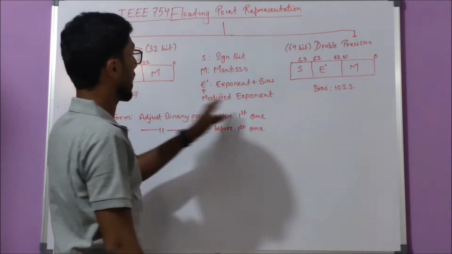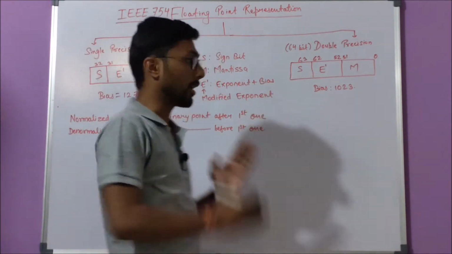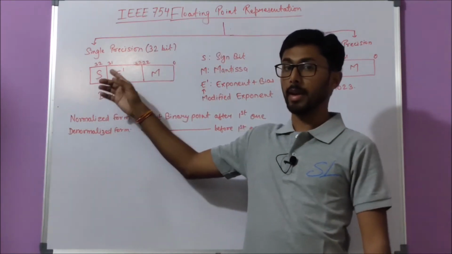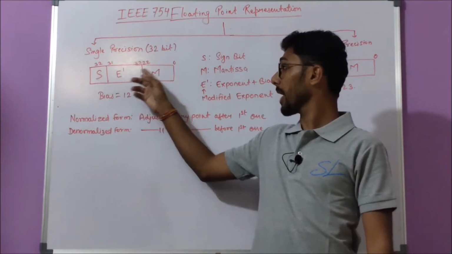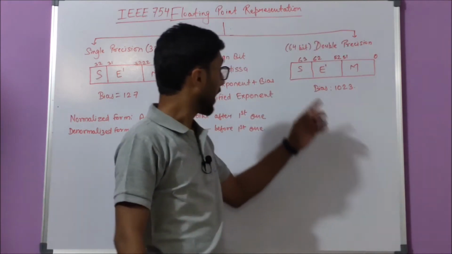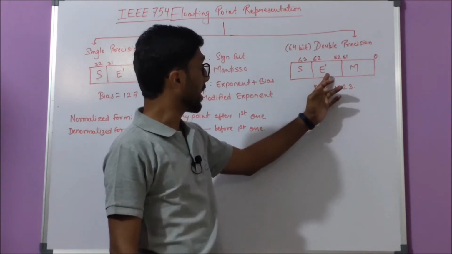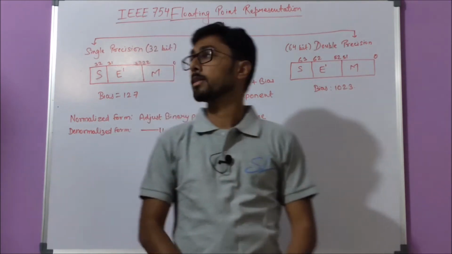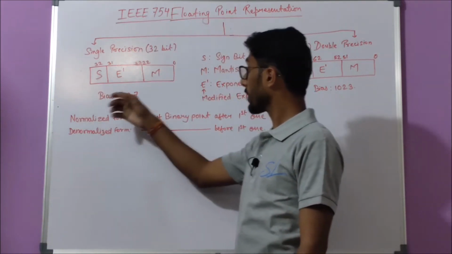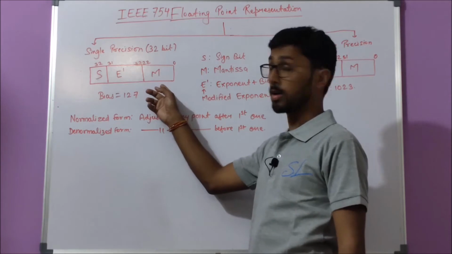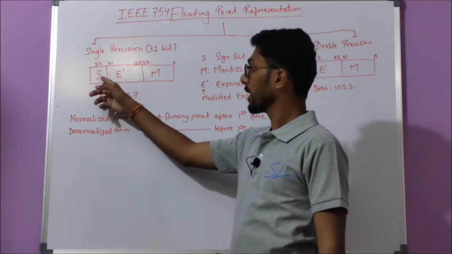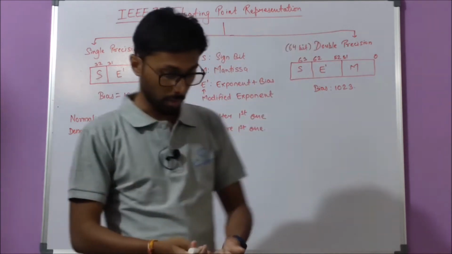Now, single precision and double precision both are divided into three parts, which are as follows. S is sign bit, E dash is modified exponent, M is mantissa, same here. S sign bit, E dash modified exponent plus M is mantissa. Now, in single precision format, mantissa is 23 bit long, modified exponent is 8 bit and sign bit is 1 bit.